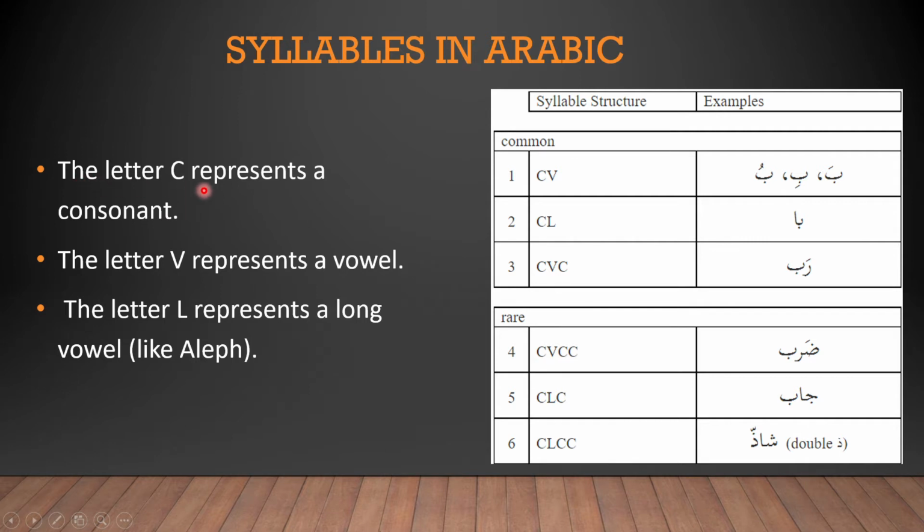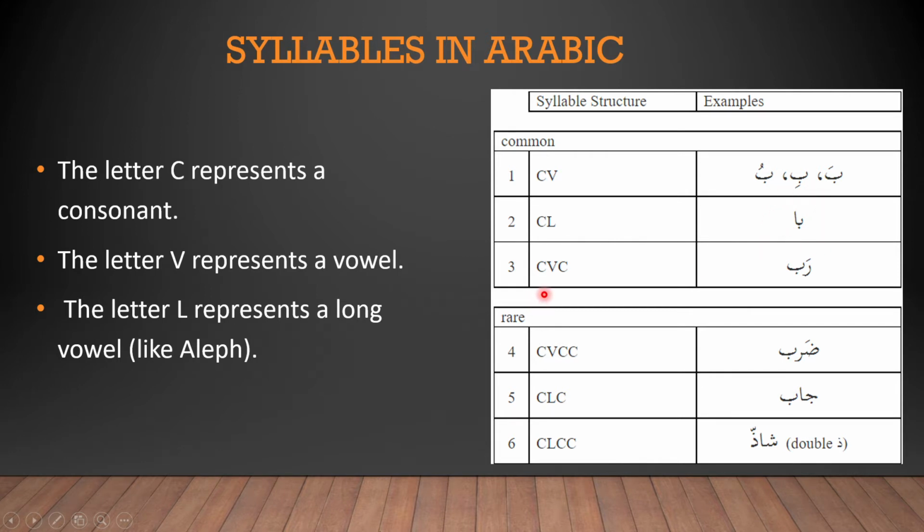The letter C represents a consonant. So when you see the C here, it means a consonant. The letter V is a vowel, and the letter L is a long vowel like alif. In the first common case, we see that there's a consonant and then there's a vowel, like ba and then fatha. I know these are called alphabets, but these can also be called consonants. Now in the second type, there is a consonant, but there's a long vowel. It's not just a vowel, it's an L, which is a long vowel. Like ba alif, we know that this makes a special sound.